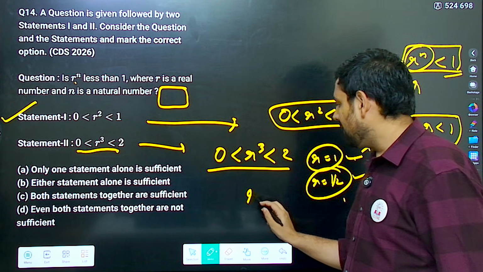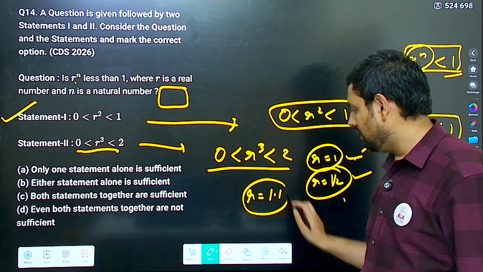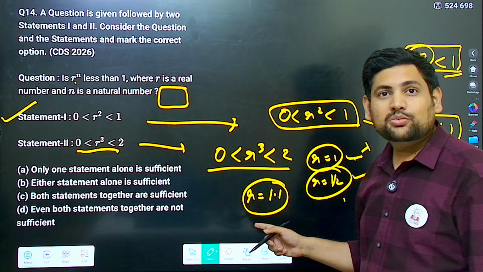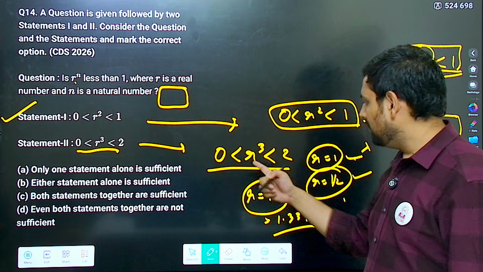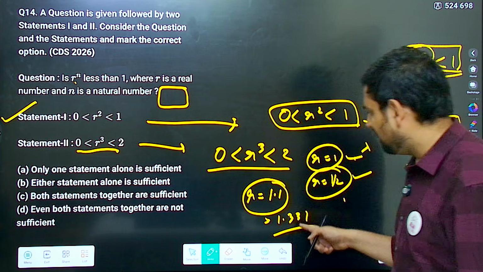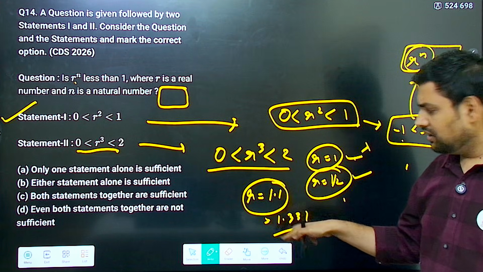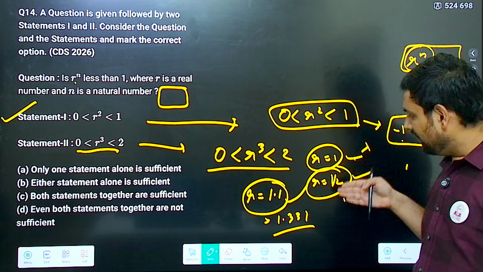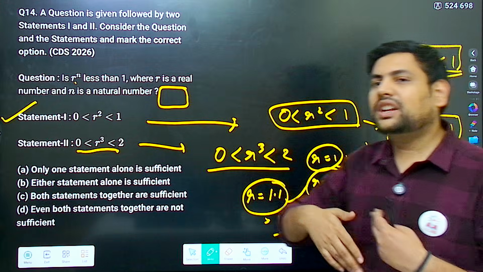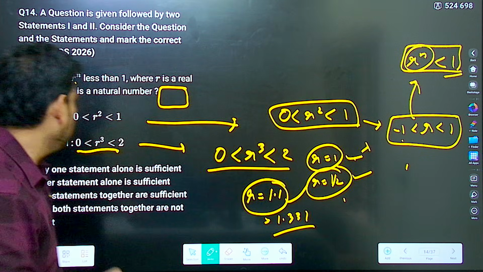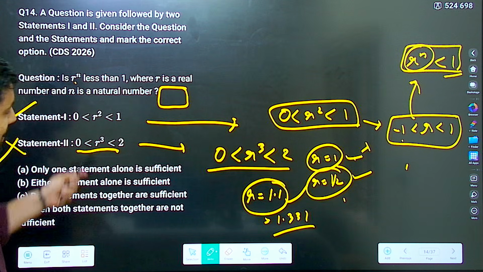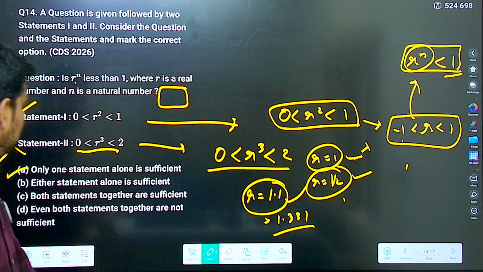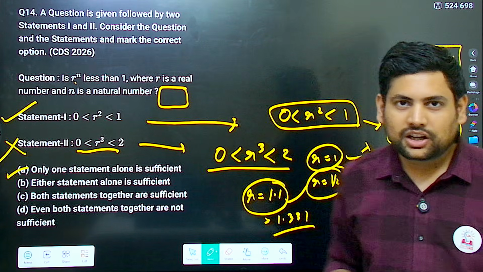Also if you take for example r is equal to 1.1, now this is what, 1.1 cube is 1.331, again between 0 and 2, but here it becomes greater than 1. So this is also a problem. Even with these two also, you understand that you are getting different possible values of r. So it is not giving you a perfect reply, this statement. So this is not enough. Only one statement alone is sufficient.